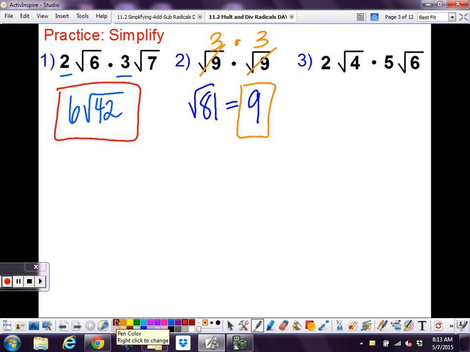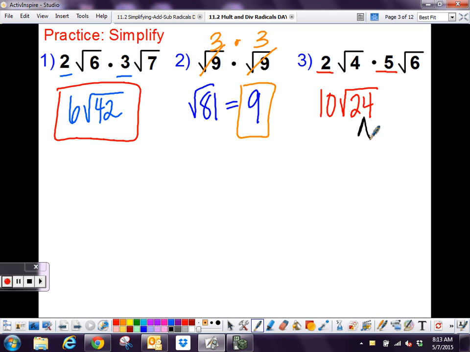Okay, number 3. Same idea here. I see square root of 4. I actually know what the square root of 4 is, but we're going to go ahead and go along with our rule here. So outside times outside is 10. Inside times inside, 4 times 6 is 24. Now I just need to simplify that 24.